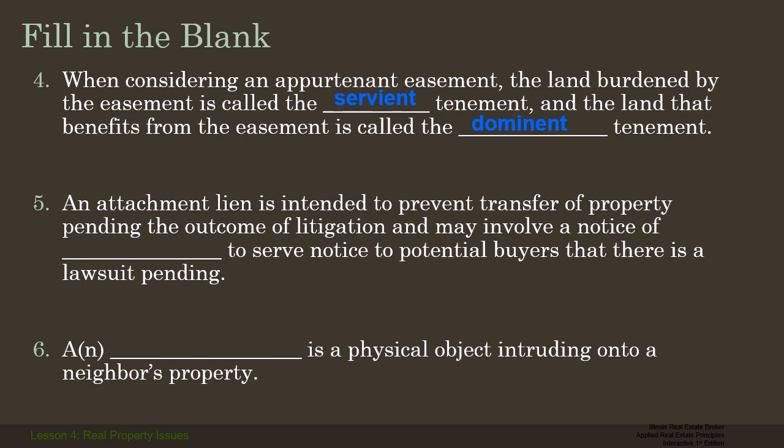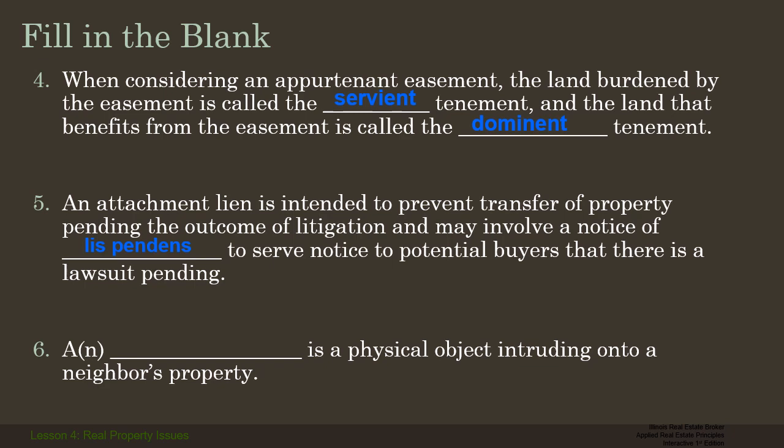An attachment lien is intended to prevent transfer of property pending the outcome of litigation, and it may involve the notice of lis pendens, to serve notice to potential buyers that there's a lawsuit pending. What we're saying here is a lis pendens is a document that is filed in the public recorder's office that gives notice to the world that there's a lawsuit pending on this property, and may, if the plaintiffs win, result in the loss of property.